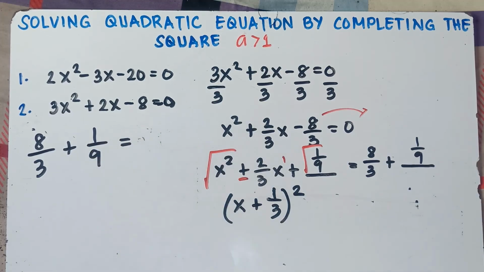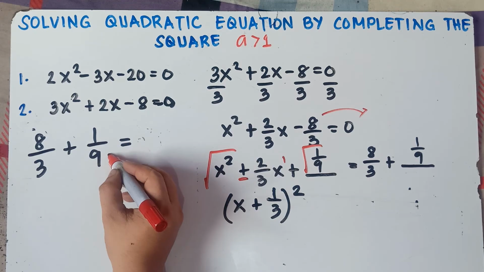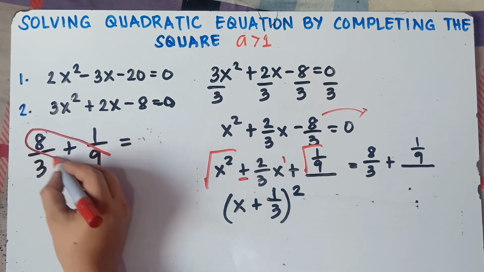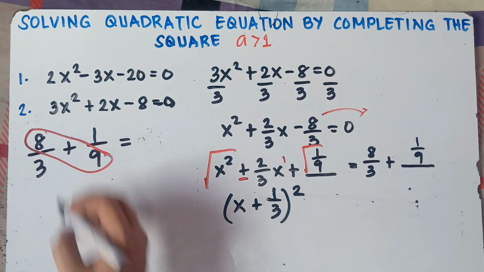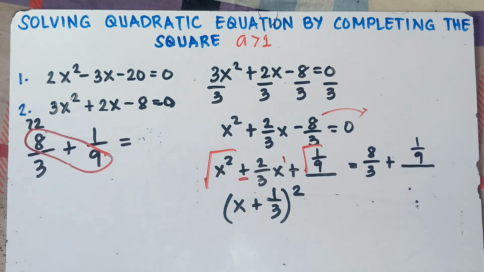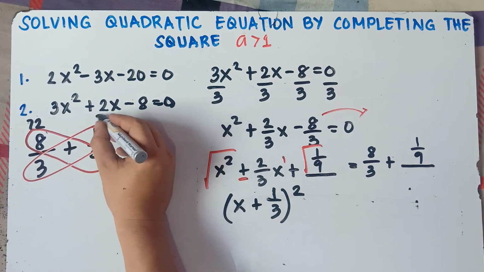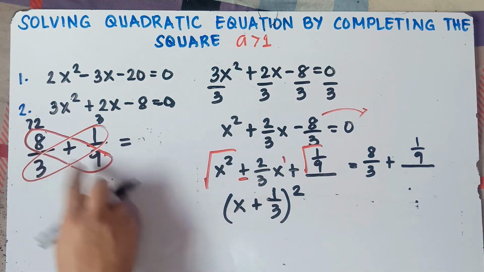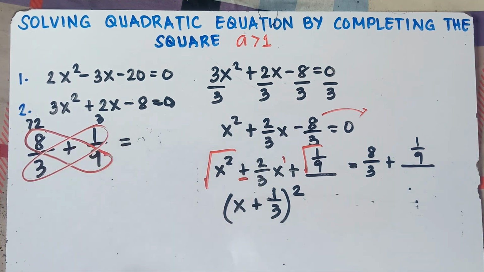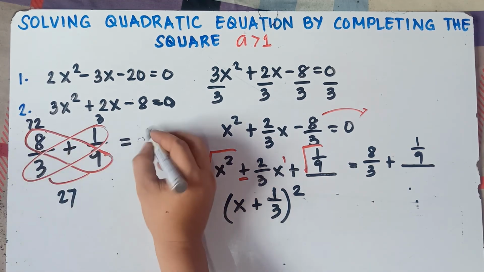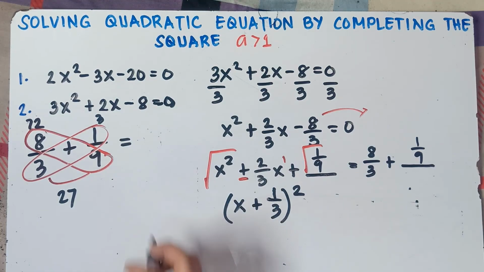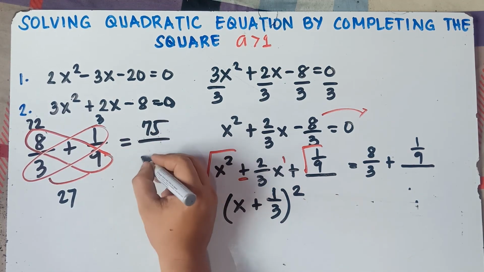Let's do the butterfly method, class. It's easy for the butterfly method. Multiply 8 times 9, that's 72. And then 1 times 3, that is 3. Alright, so 8 times 9 is 72, 1 times 3 is 3. And then multiply the denominators, 3 times 9, that is 27. So 72 plus 3, what's the answer, class? 72 plus 3, that's 75 over 27.